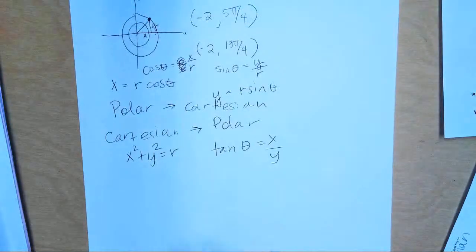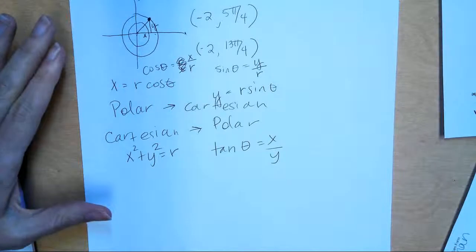Okay, so we have x squared plus y squared equals r squared. Tangent theta equals y over x. So using these two, you theoretically can find the polar. So that's not bad. Okay, so let's do convert polar to Cartesian.